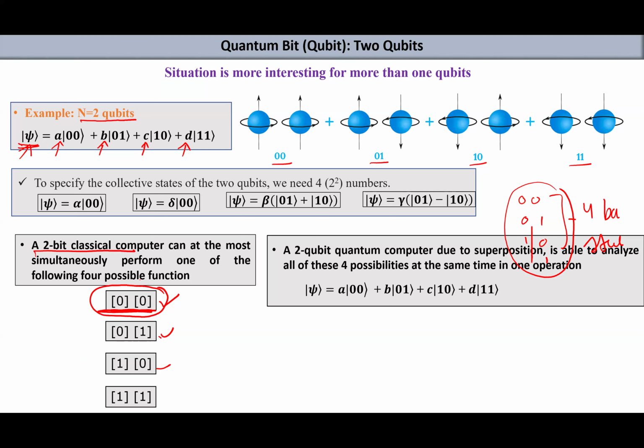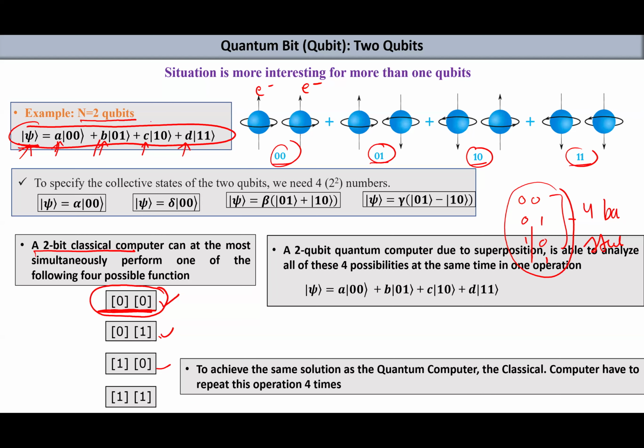But if you have 2 electrons, then these 2 electrons, of course, are going to have 4 basis states, but besides these 4 basis states, there is a superposition state. And to define the superposition state, I have to define these 4 complex numbers. So technically, 4 pieces of information are available with this wave function, whereas in the classical system, you have only 2 bits of information.